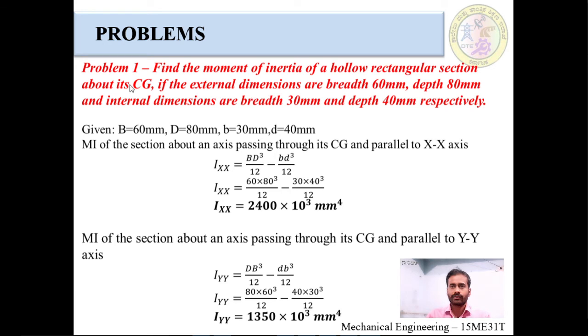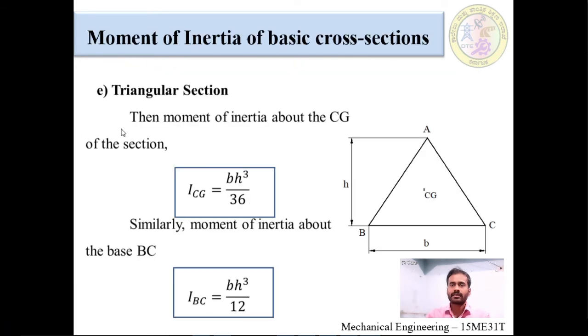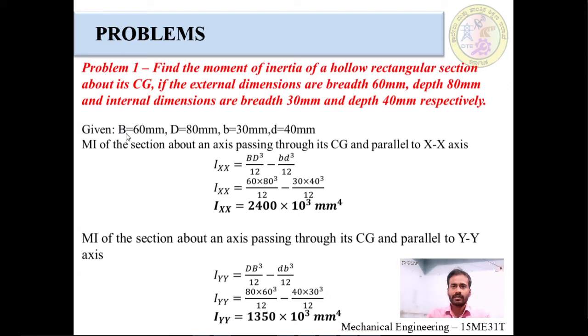So from the given question we will extract the given data. Capital B is the outer dimension width of the rectangular section. Capital B is equal to 60 mm and the height or the depth D is equal to 80 mm, and the inner dimensions or the hollow portion having a width small b is equal to 30 mm and the depth small d is equal to 40 mm.